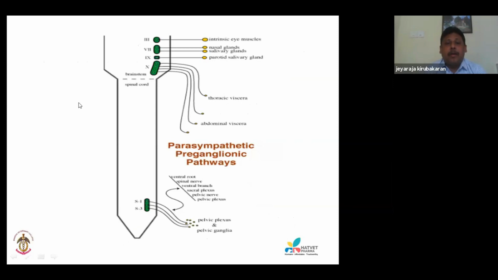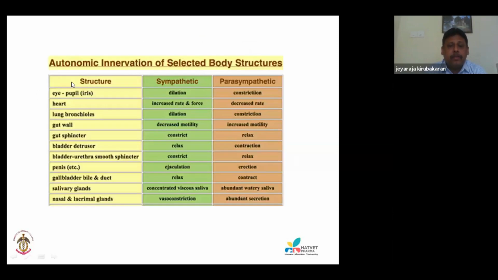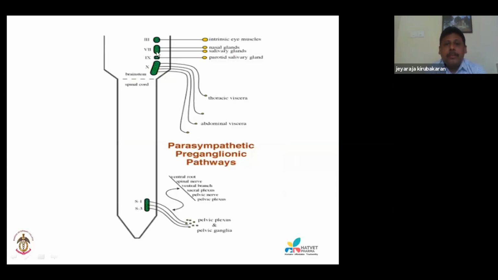Coming to the parasympathetic preganglionic pathway, it is in 2 locations. One is from cranial nerves 7, 9, 10 and 3 from the brainstem, and it runs down, and this is the preganglionic pathway, and usually the ganglia are in the organs. The other part is in the sacrococcygeal cord. It runs out as the ventral root, spinal nerve, ventral branches, then sacral plexus, pelvic nerve, and then comes to the pelvic plexus. So this is the preganglionic pathway of the parasympathetic.